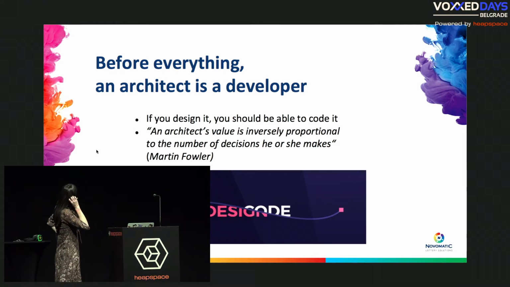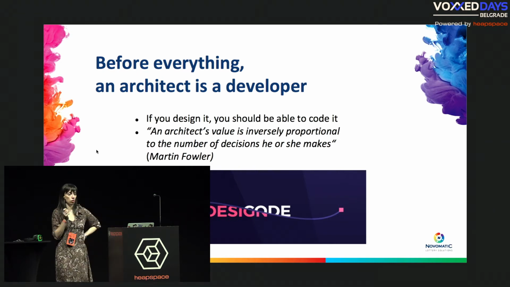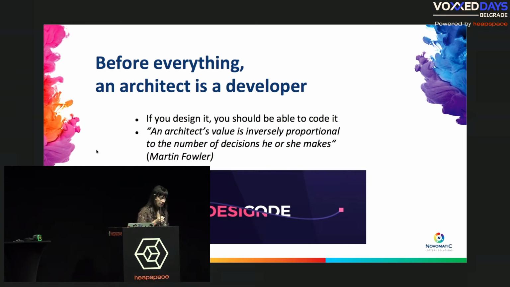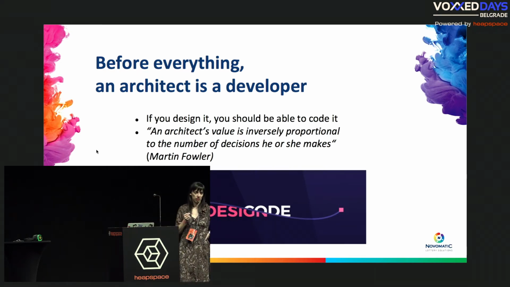Or in the words of Martin Fowler, which is one of my favorite role models, he says, an architect's value is inversely proportional to the number of decisions that he or she makes. What he wanted to say with this is that actually you should give developers freedom. You are here to pose some constraints, but then you should not be standing over their shoulders and watching everything they are doing. You should enable them to do their job the best way they can, because remember, you have been developer before, so you know how it is.